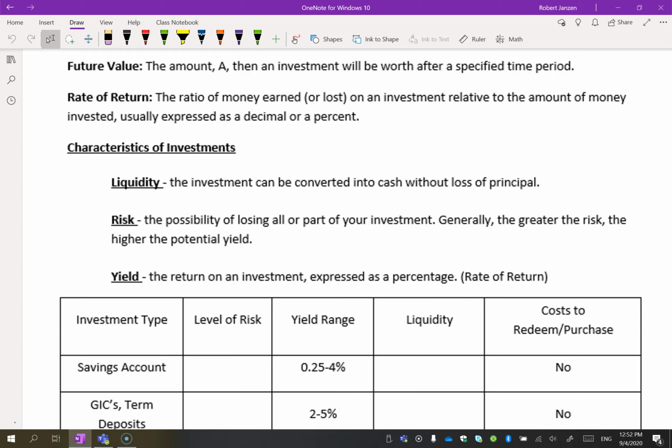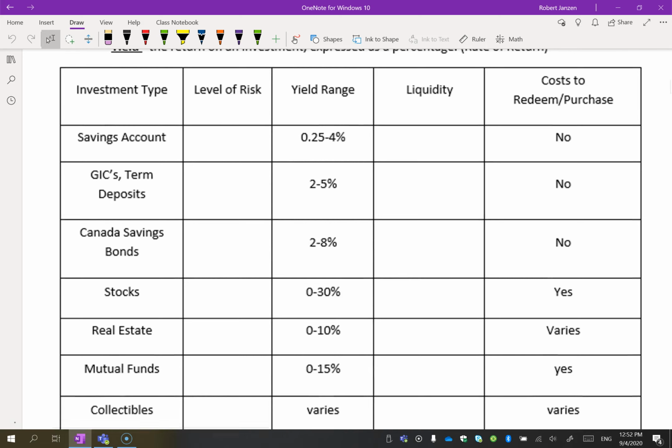Risk, there are investments that if you put the money in, you may never get it back. On the other hand, you have a chance for higher interest rates if you do that. Okay, the more the risk, the more the potential yield. The yield is how much you're going to get back. Okay, couple of things here.